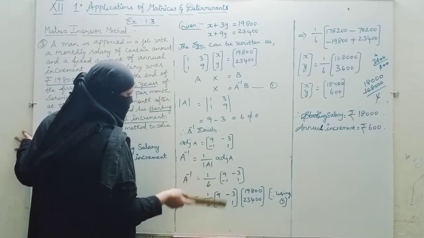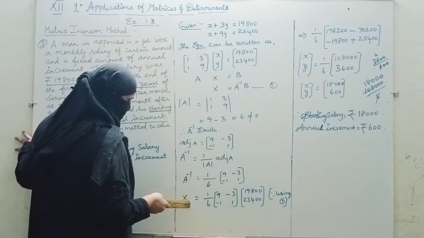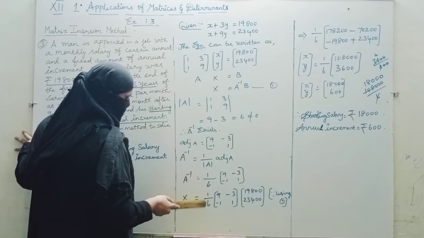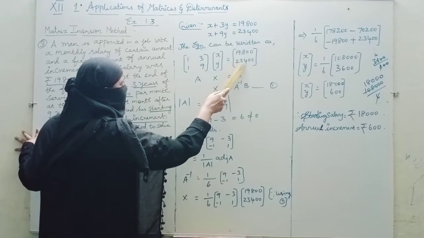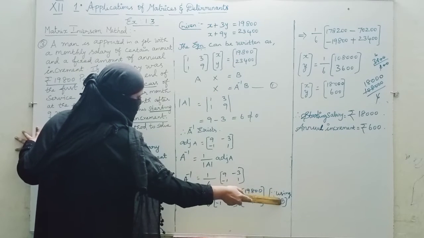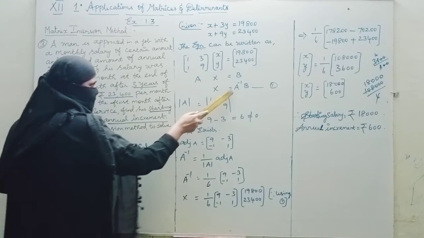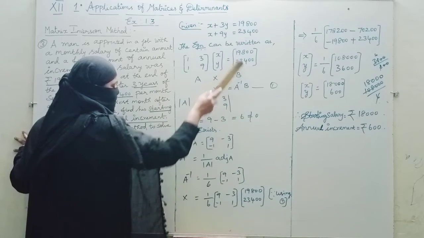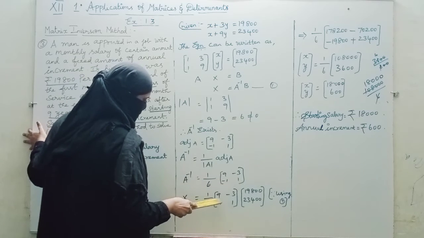Then you substitute in the first equation. What is the first equation? X equal to A inverse B. So X equal to A inverse. What is the A inverse value? This is the A inverse value, 1 by 6 of adjoint A. What is the B value? 19,800, 23,400. Instead of A inverse, we are substituting the A inverse value, and instead of B, we are substituting the B value. Now you can do the matrix multiplication.